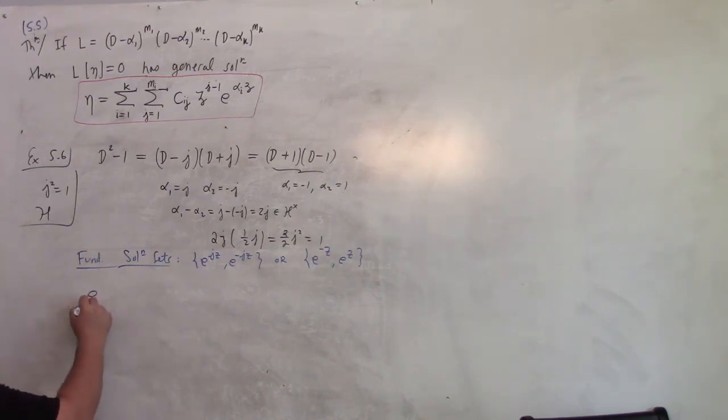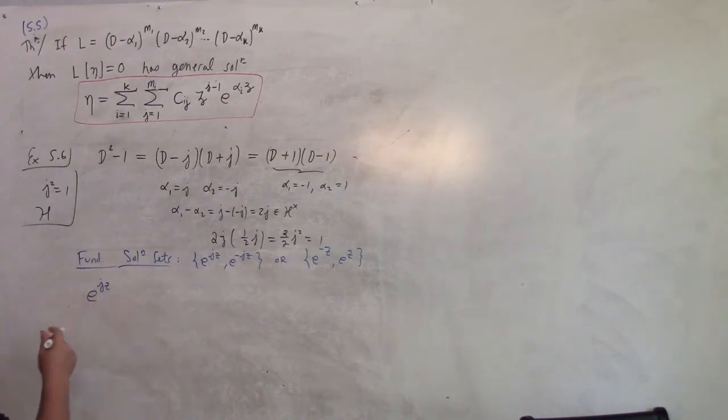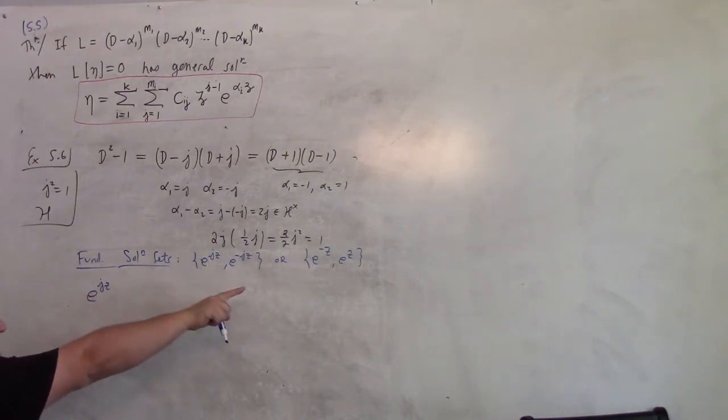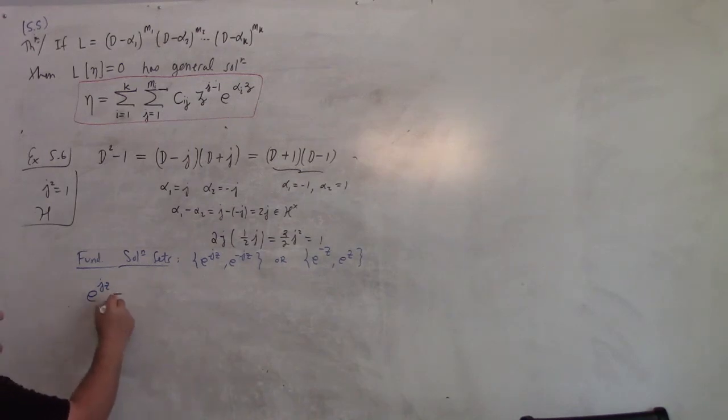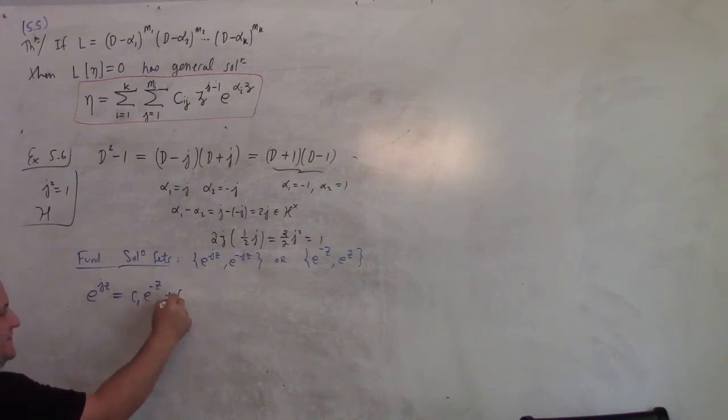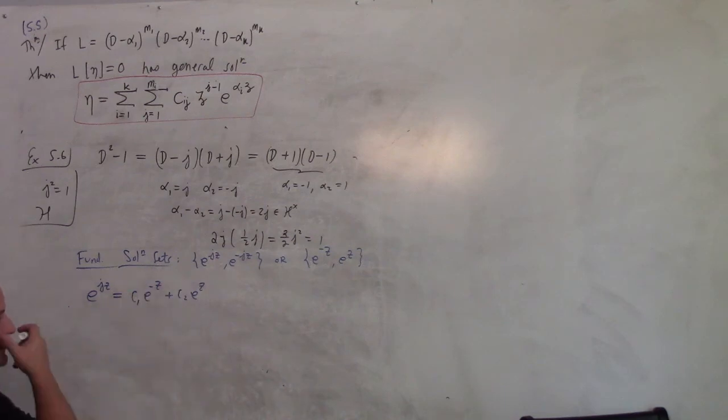How can I write e to the jz as a linear combination of e to the z and e to the minus z? I mean, this is supposedly equal to C1 e to the minus z plus C2 e to the z, like specific choices of C1 and C2. How would you find C1 and C2? For that, I would just say C1 is e to the j, and C2 is e to the minus j.